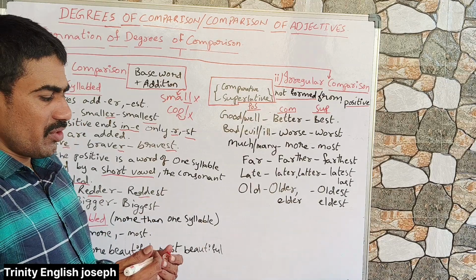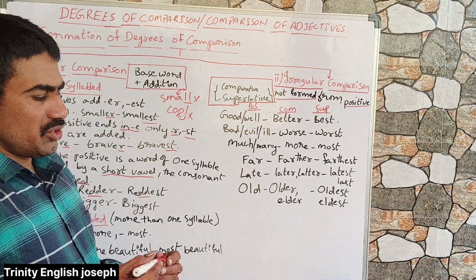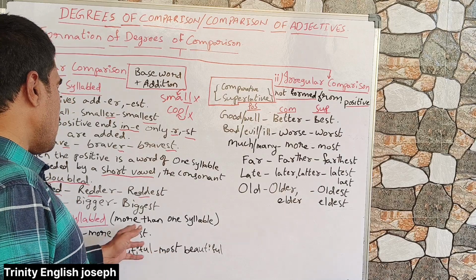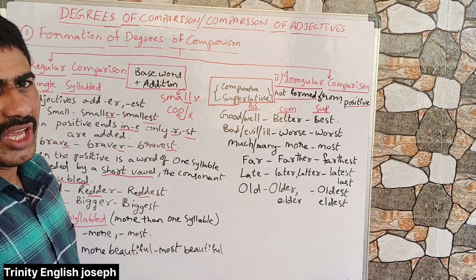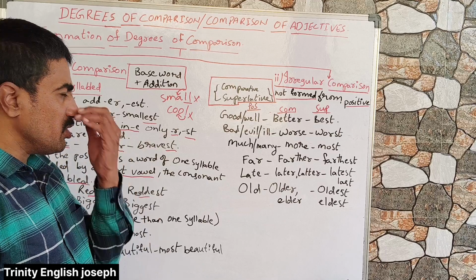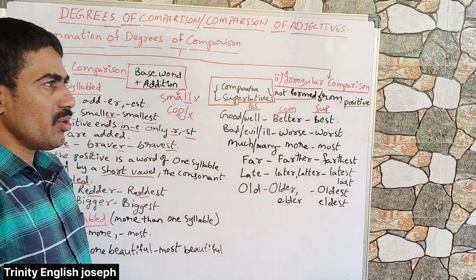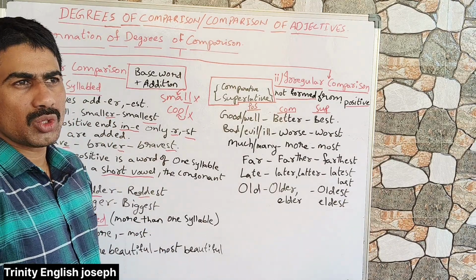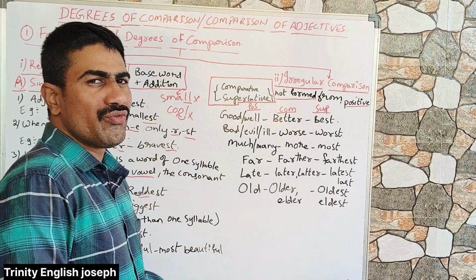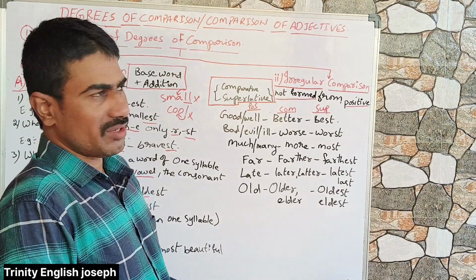Remember very carefully, because sometimes students make a mistake and add er and est even with multi-syllable words. They simply say beautiful, beautifuler, beautifulest. That is wrong, students. So please remember this when you form the comparison of adjectives.